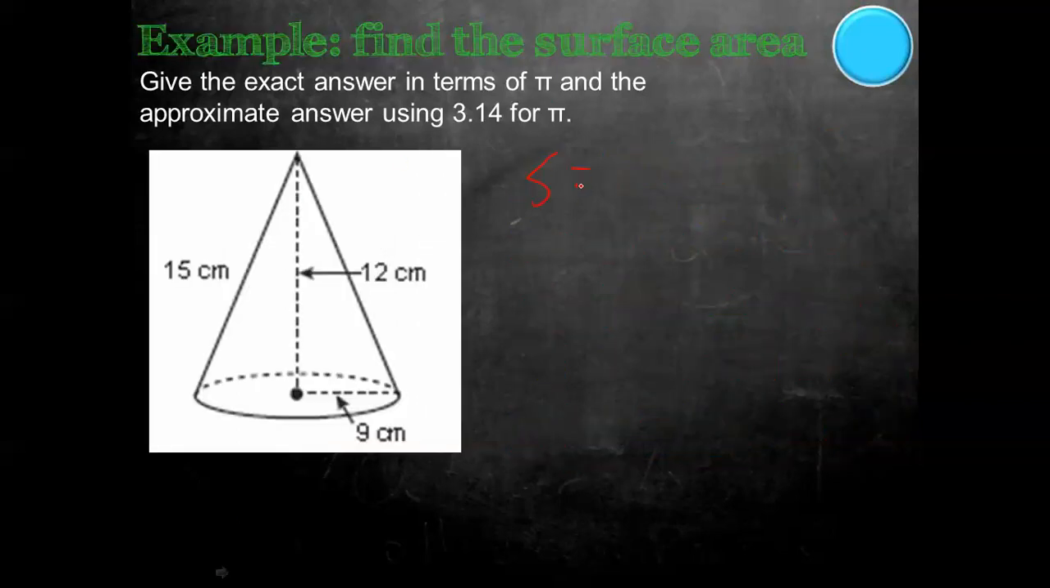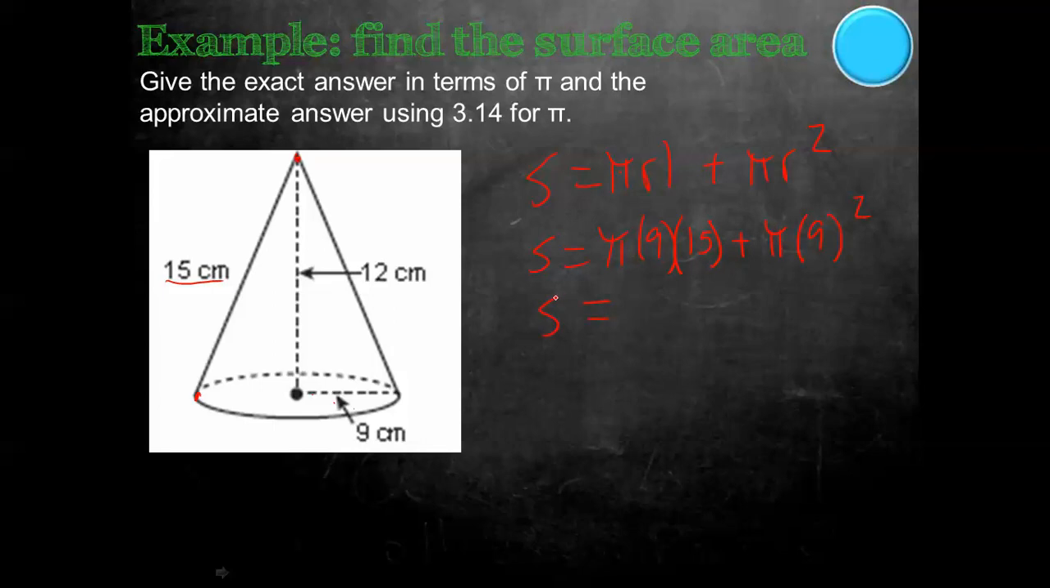Okay, so here, same thing. Give the exact answer in terms of pi and the approximate answer. So pi r l plus pi r squared. Our radius here, it gives us the radius already. It's 9. L is our slant height. Remember, slant is vertex to the edge of the base. So that's 15, plus pi r squared. So we have pi 9 squared.